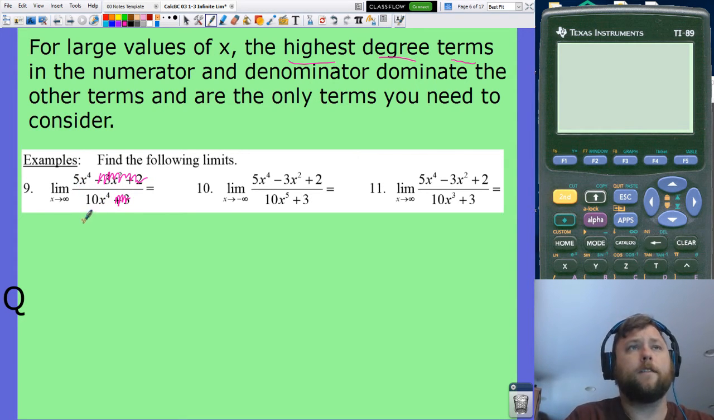So what I'd really have is 5x to the fourth over 10x to the fourth. And I could just simplify that. Well, the x's cancel, and the 5 and 10 reduce to 1 over 2, so my limit is 1/2.